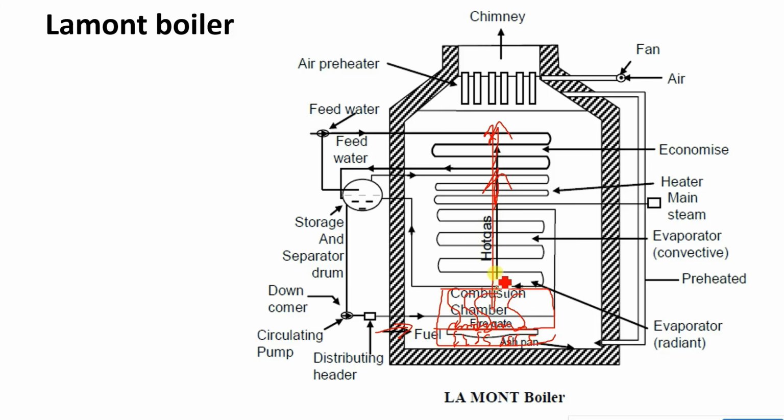In the evaporator, water is converted into steam. Here, wet steam or saturated steam is converted into superheated steam in the superheater. Here, the feed water is preheated in the economizer. And further, the gases move in the upward direction. This is the chimney. Further, they preheat the air preheater, which preheats the air to be supplied for the combustion.